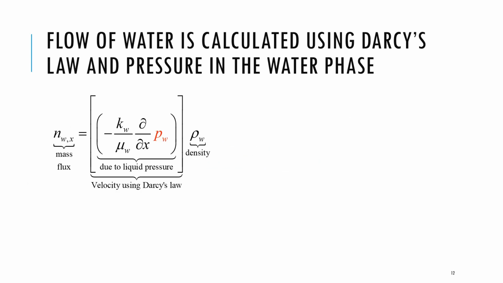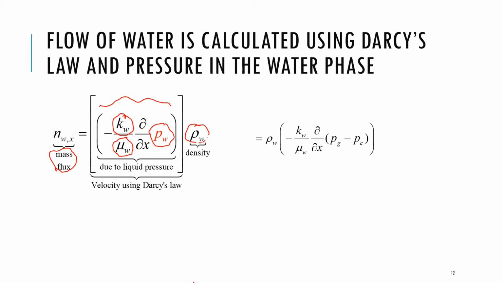And here it is. The mass flux of water is written in terms of Darcy's law. This Darcy's law gives me the volumetric flux multiplied by the density. Note that the volumetric flux is written in terms of pressure in the water phase, which is made up of the gas and the capillarity. So we'll expand that in a second. And of course, to get numbers out, we also need these parameters: the permeability of water through the matrix and the viscosity of water.